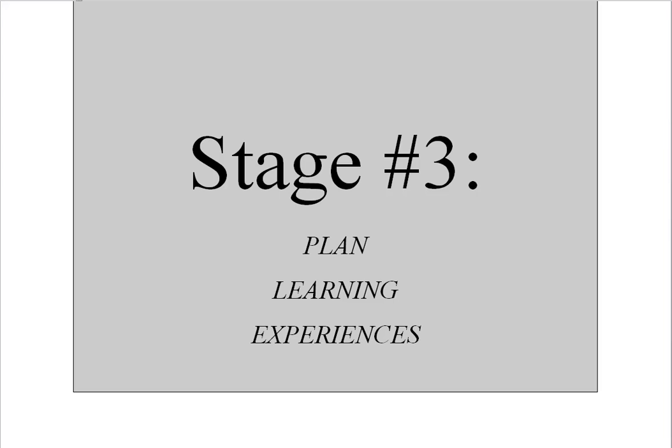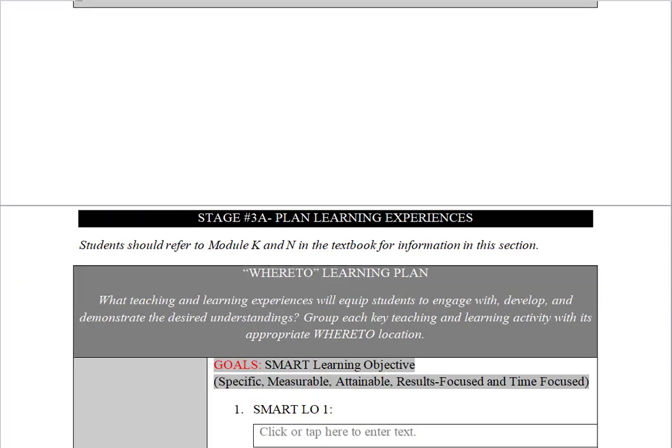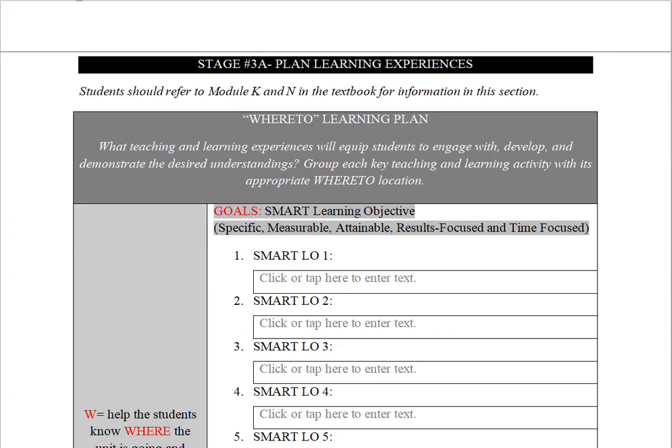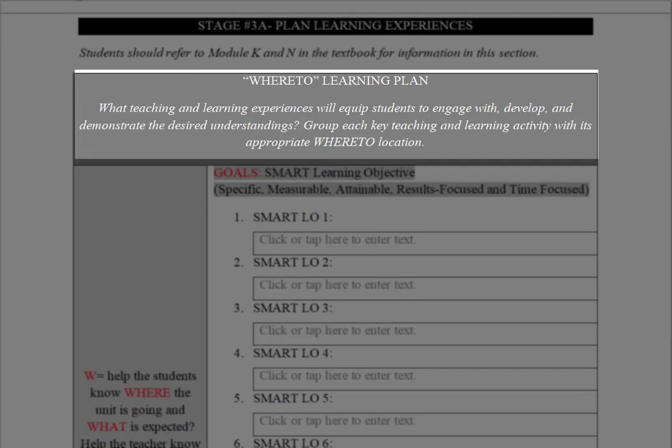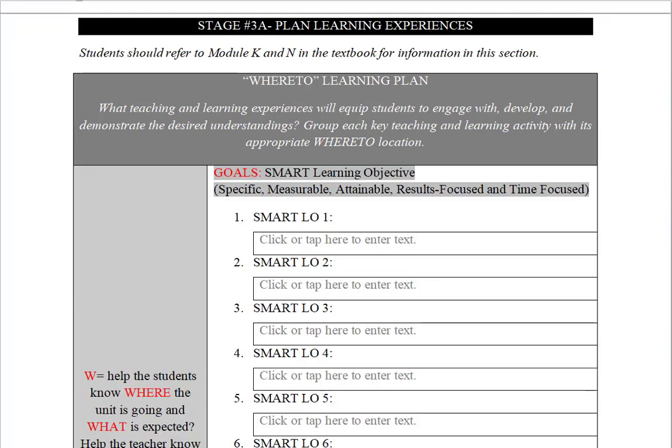So stage 3 is to plan learning experiences. And to do that, we use the Where to Learning Plan. What teaching and learning experiences will equip students to engage with, develop, and demonstrate the desired understandings? So we're going to group each key teaching and learning activity with its appropriate where to location.